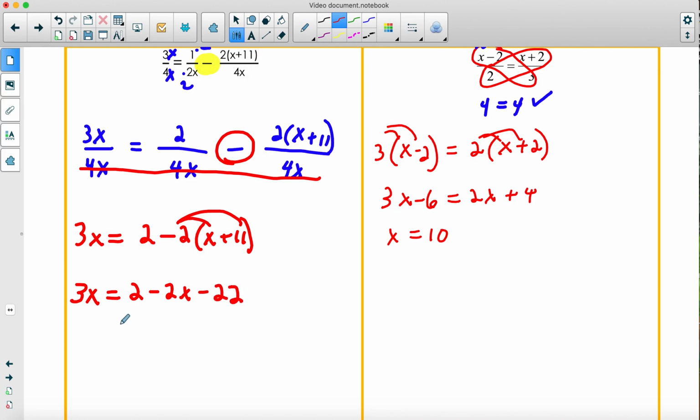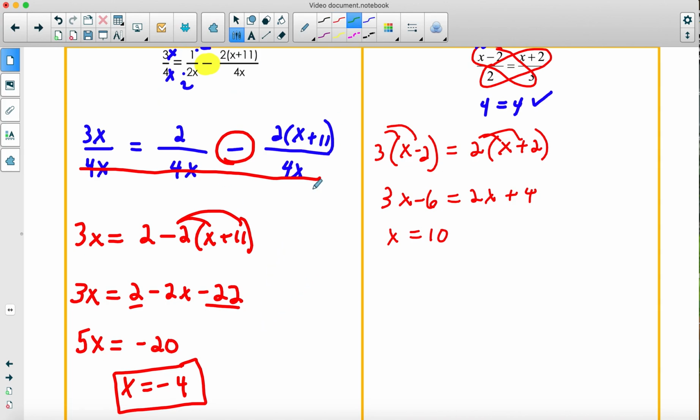I'm going to then add my 2x to both sides and get 5x. I have 2 and negative 22, which is going to get me a negative 20 on the right-hand side. And when I divide by 5, I'm going to get x is equal to negative 4. All right, and let's see if I did a check. I don't want to back away from the check. Sometimes they're ugly. This is not my favorite one to check, but I'm going to do it anyway, right?